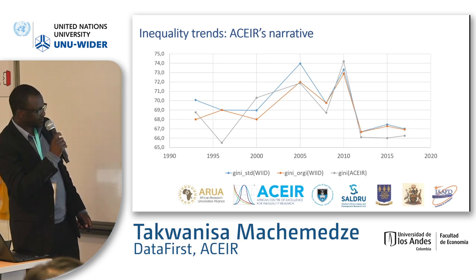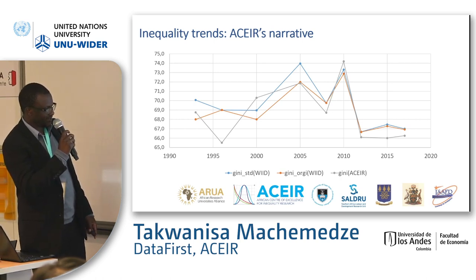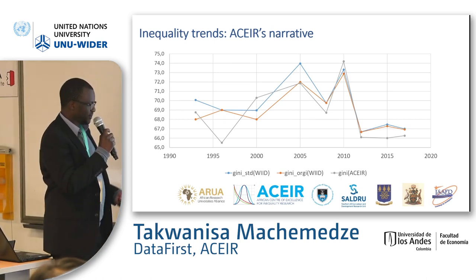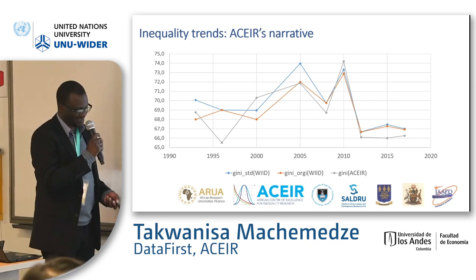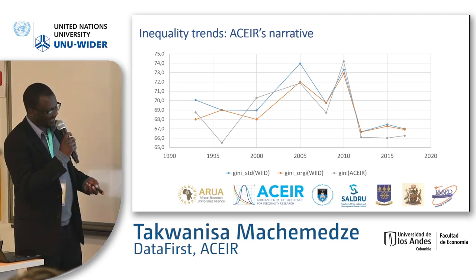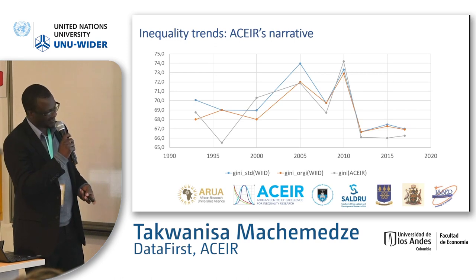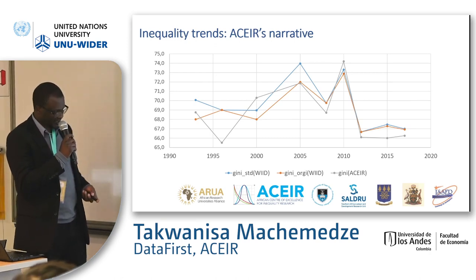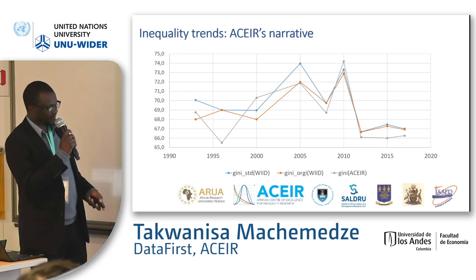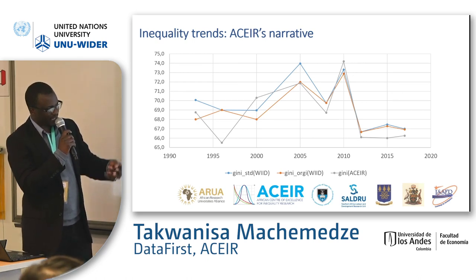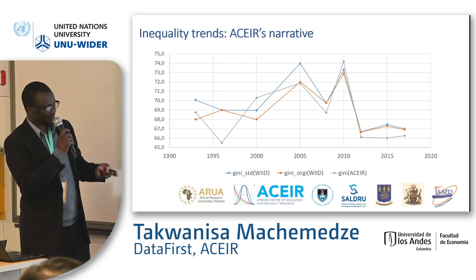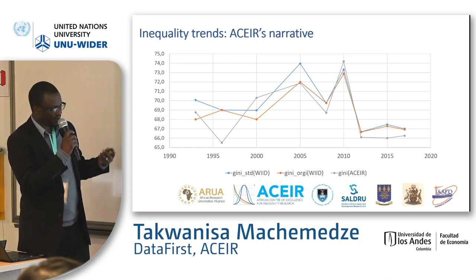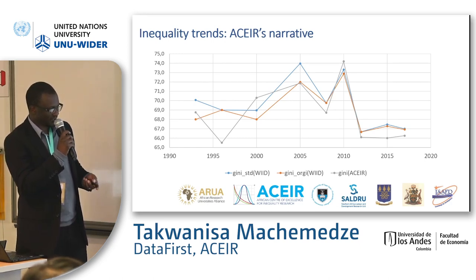Okay. Then in this case, this is comparing the WID standardized Gini coefficients and the WID original. These are the Gini coefficients that were extracted from previous surveys. And then the gray one is showing the ASA estimates. These are estimates that were computed by the ASA team for the South African case.